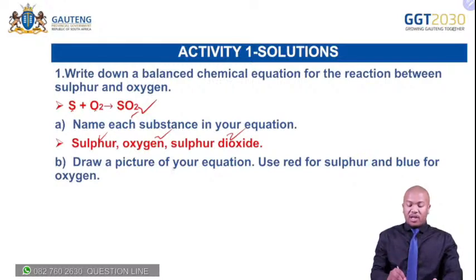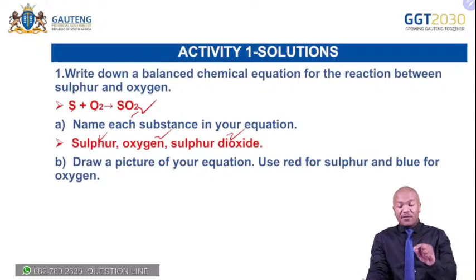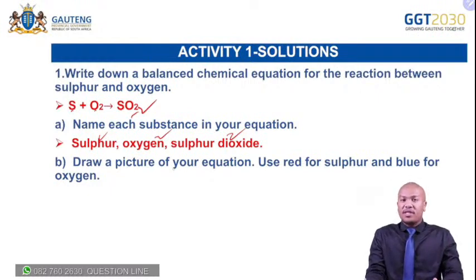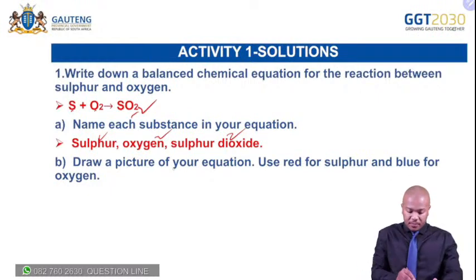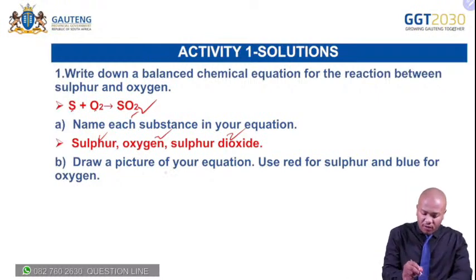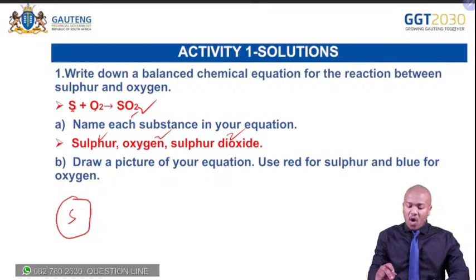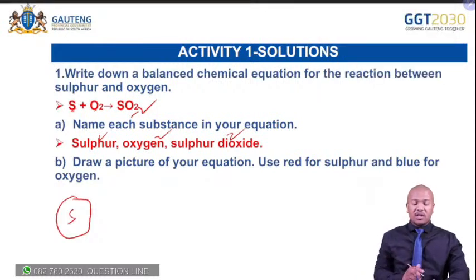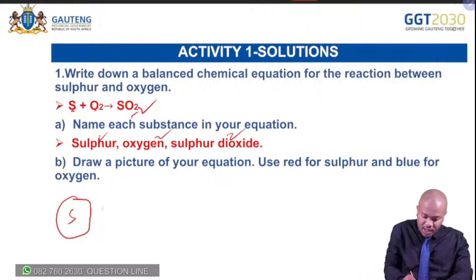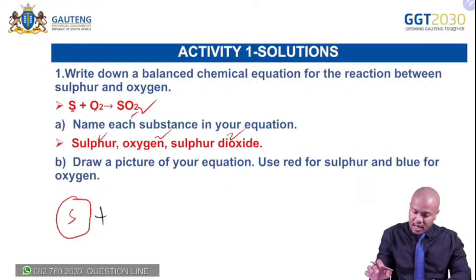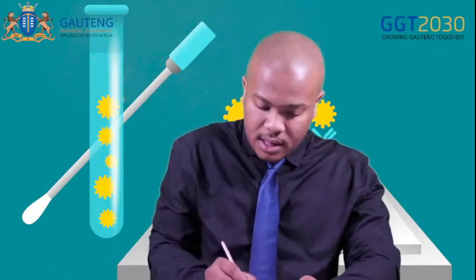Now draw a picture of your equation. Use red for sulfur and blue for oxygen. Let's draw this picture of the equation. Starting off, looking at the equation, right? It is sulfur. So you're having sulfur reacting with what? Oxygen. What color are we using for oxygen? We're using blue, right? So they react with oxygen, and we need a blue color for oxygen. This is a blue color for oxygen.